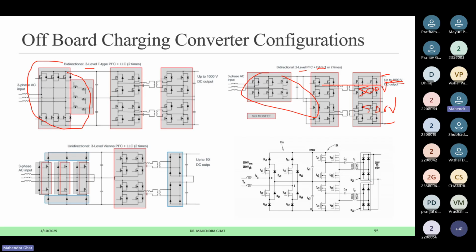And if I connect in parallel, what will happen? The current will get double here. So these are connected in parallel on this side. Here half of the current, here half of the current, and you will get twice the current here. So to get higher voltage, we generally connect the converters in series, and to get higher current, we generally connect the converters in parallel.